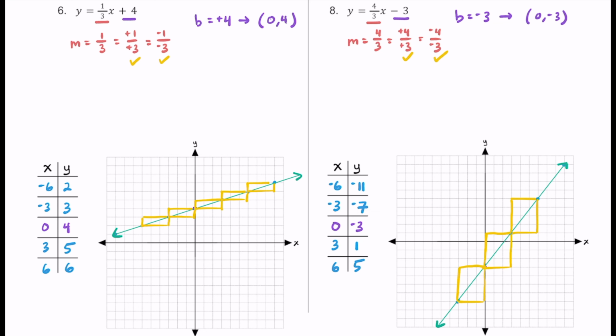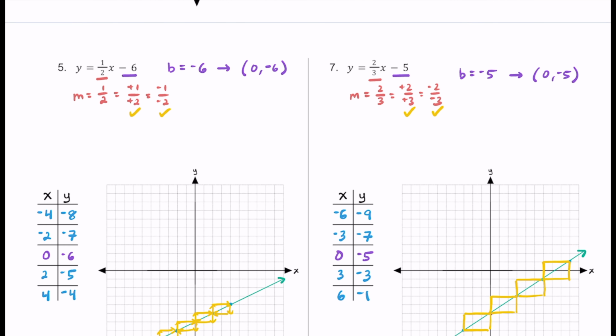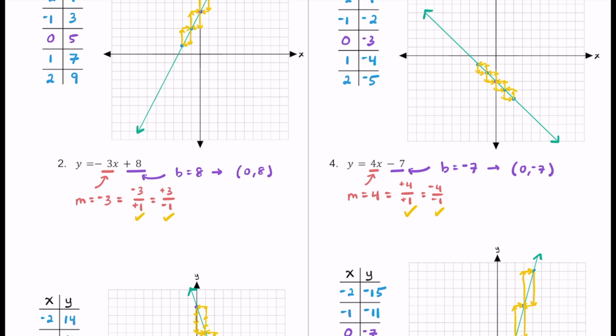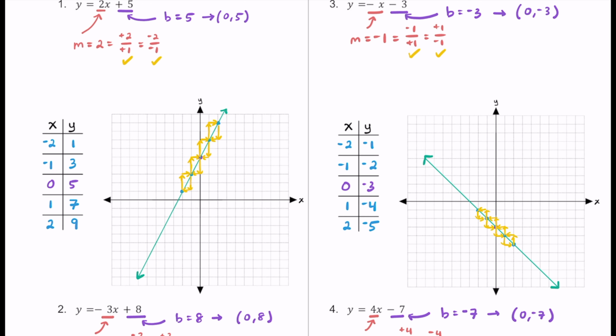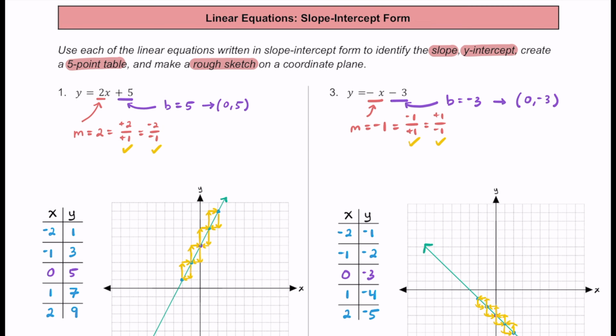So there you have 8 different practice problems on graphing linear equations, making their tables, figuring out their slope and their y-intercept, all from just being given a linear equation that's written in this slope-intercept form, which is just this y equals mx + b form.